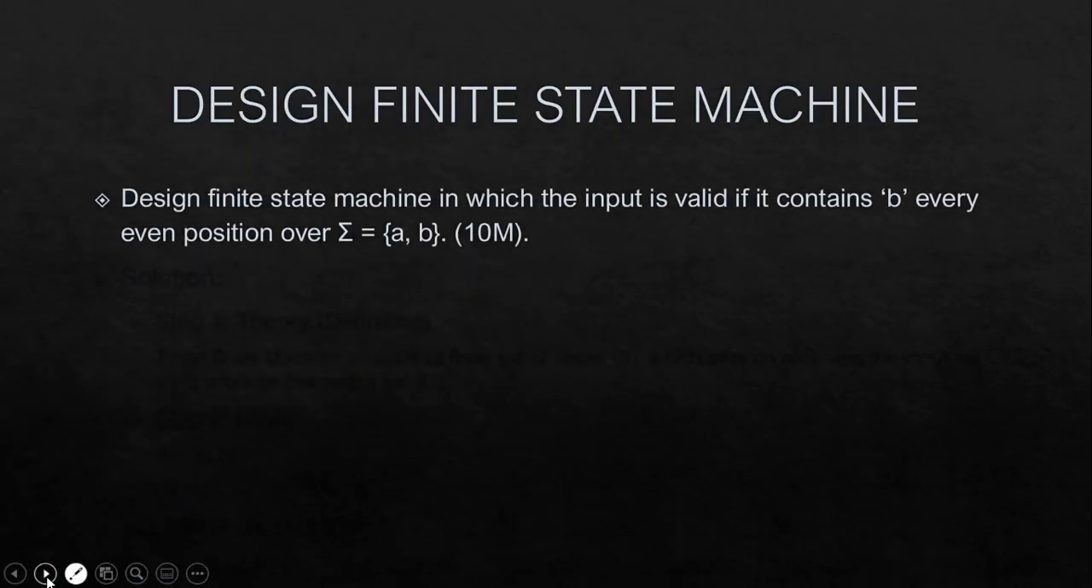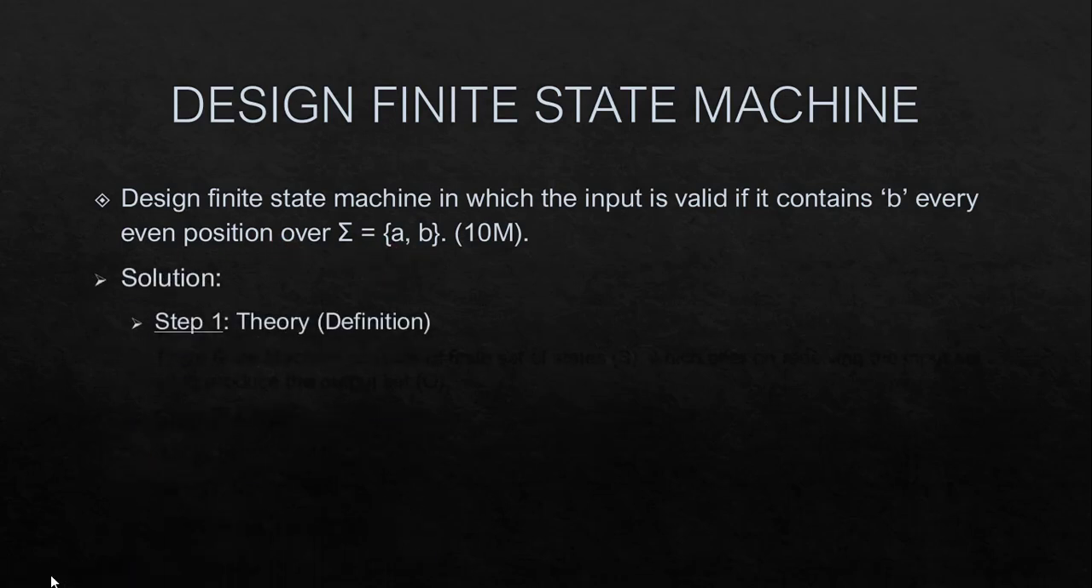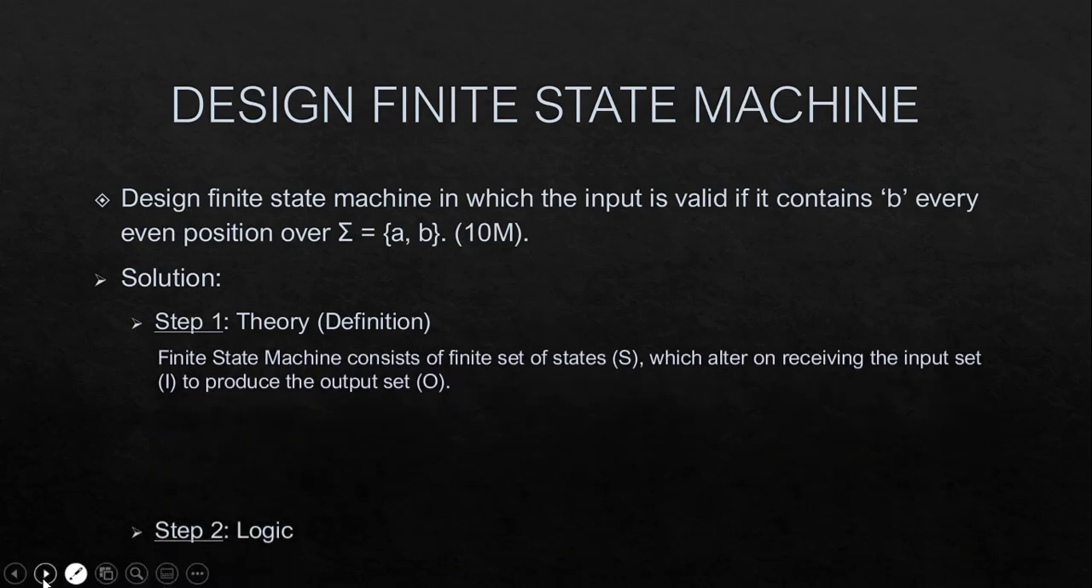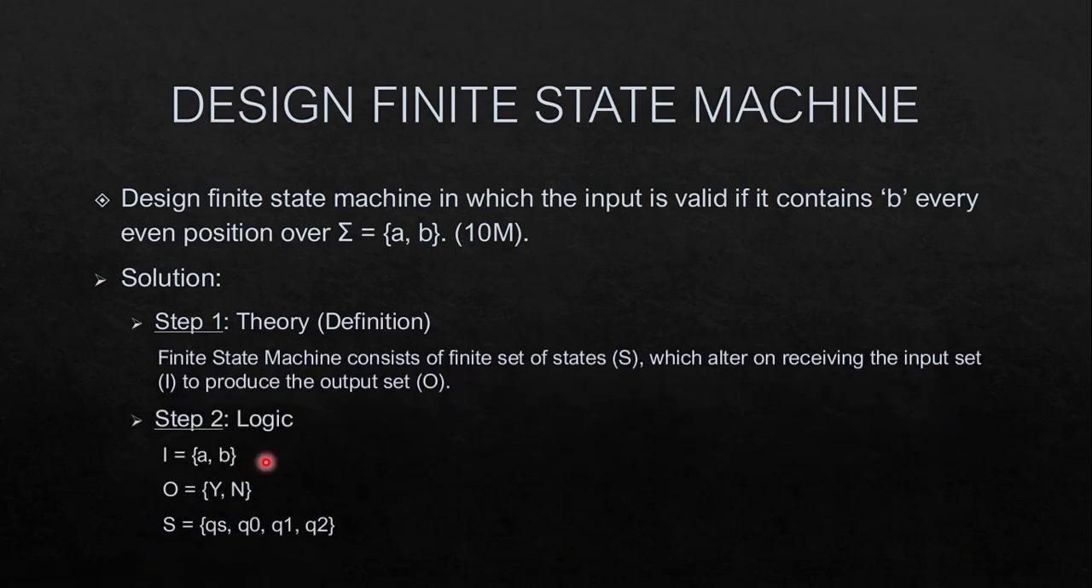Let us check out another example. Designing a finite state machine wherein the input is valid if it contains B at every even position over the input A, B. So step number 1 is theory, that is the definition of FSM. Step number 2 is logic with I, O and S defined by A, B, Y, N and QS, Q0, Q1, Q2 respectively.